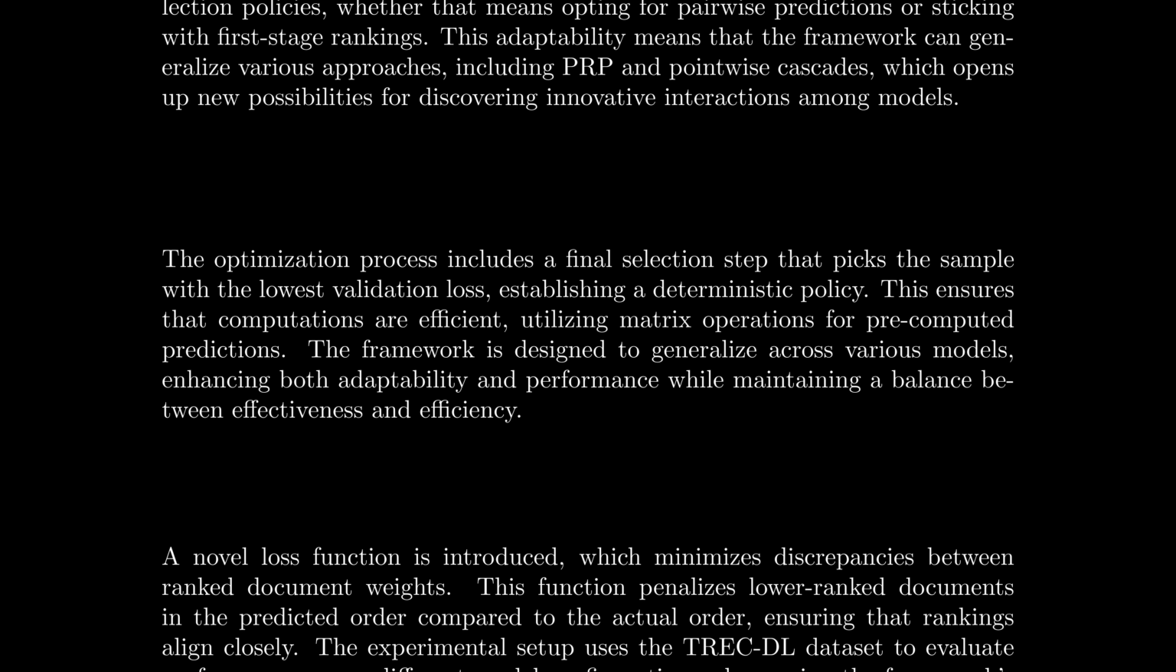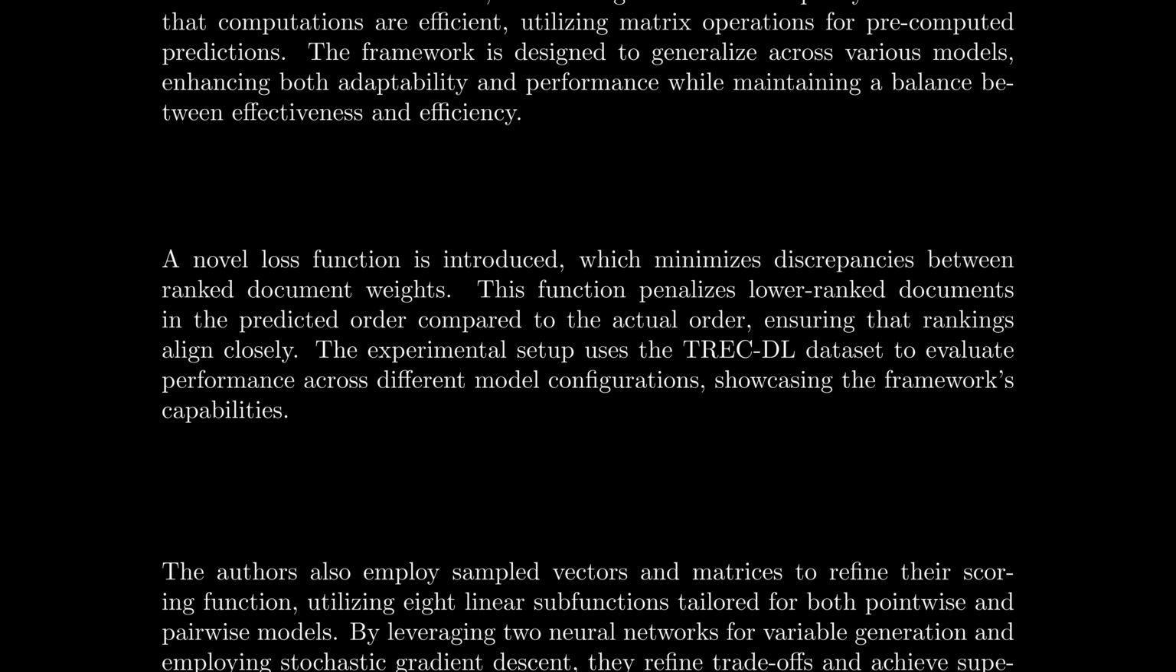The optimization process includes a final selection step that picks the sample with the lowest validation loss, establishing a deterministic policy. This ensures that computations are efficient, utilizing matrix operations for precomputed predictions. The framework is designed to generalize across various models, enhancing both adaptability and performance while maintaining a balance between effectiveness and efficiency. A novel loss function is introduced, which minimizes discrepancies between ranked document weights. This function penalizes lower-ranked documents in the predicted order compared to the actual order, ensuring that rankings align closely.